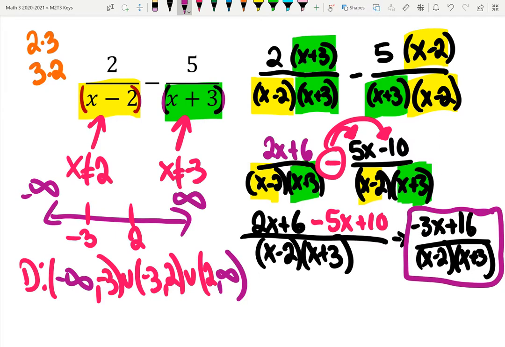Now, the reason it's simplified is essentially I took two fractions and was able to combine them into one. Hoorah!